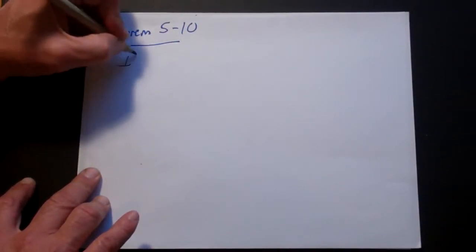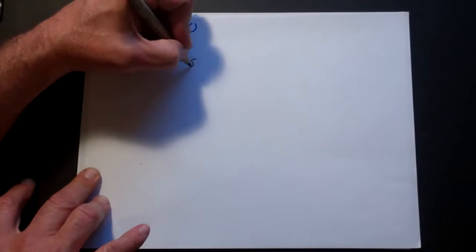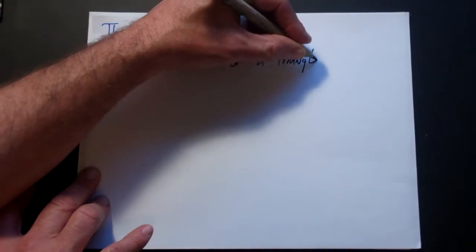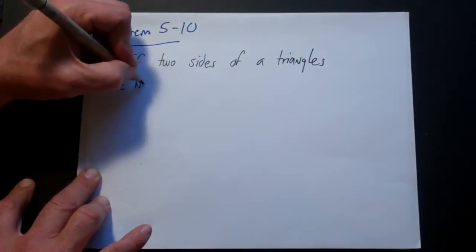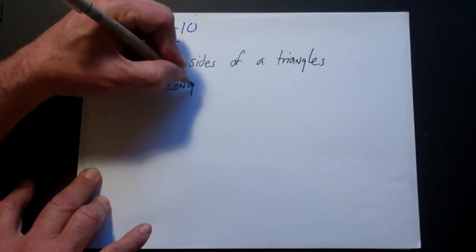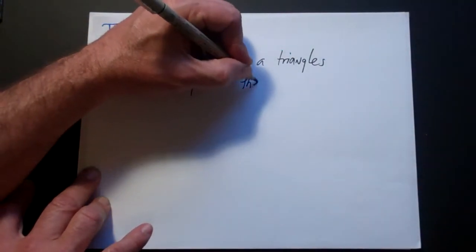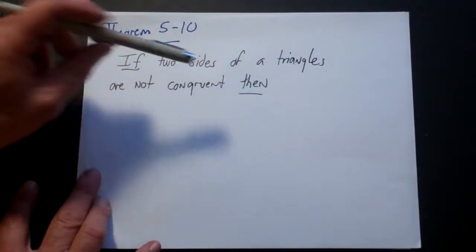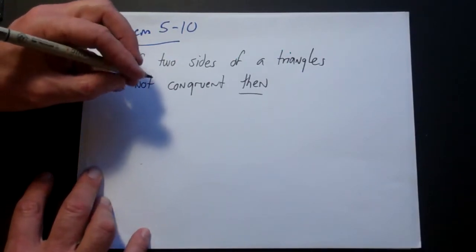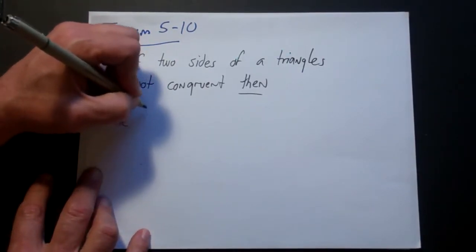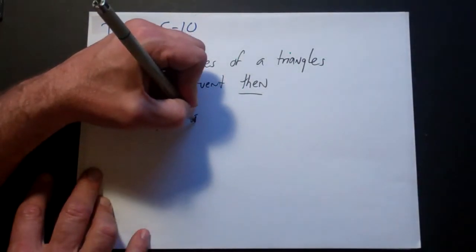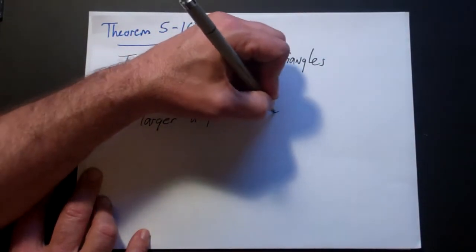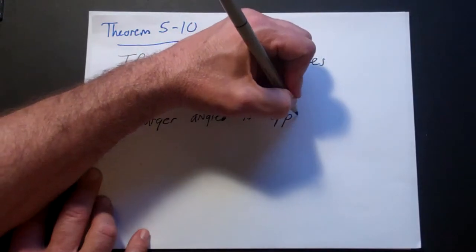If you have two sides of a triangle, so if two sides of a triangle are not congruent, then, notice theorems are always in if-then form. So if two sides of a triangle are not congruent, then the larger angle is opposite the longer side.